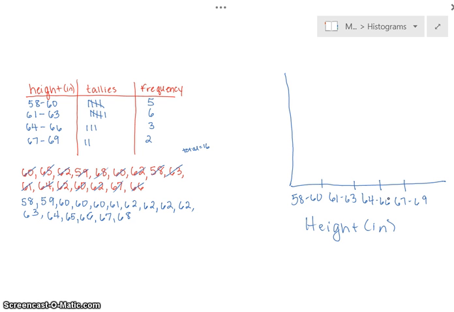Then for the dependent axis or vertical axis, that's our frequency. So we need to go up to 6. So we're going to go 1, 2, 3, 4, 5, 6, and label it 1, 2, 3, 4, 5, 6. And then the label here is going to be number of students.